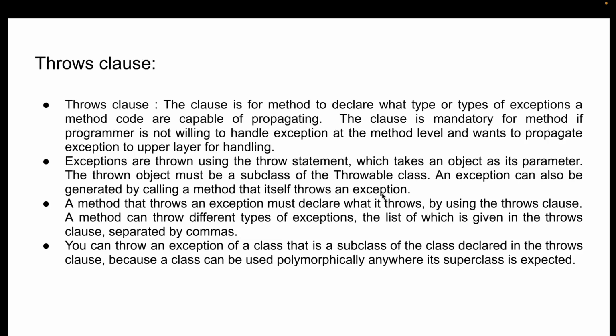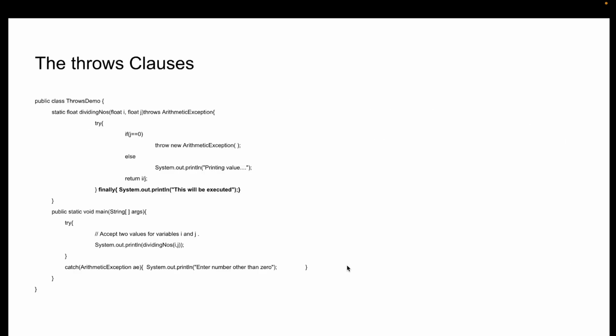I will show you what is the difference in both of them in the demo. A method that throws an exception must declare what it throws by using the throws clause. A method can throw different types of exceptions, the list of which is given in the throws clause separated by commas. You can throw an exception of a class that is a subclass of the class declared in the throws clause, because a class can be used polymorphically anywhere its superclass is expected. See this exception now.